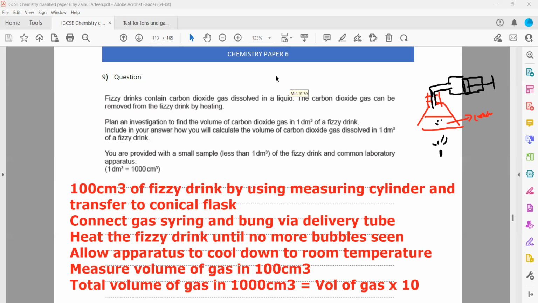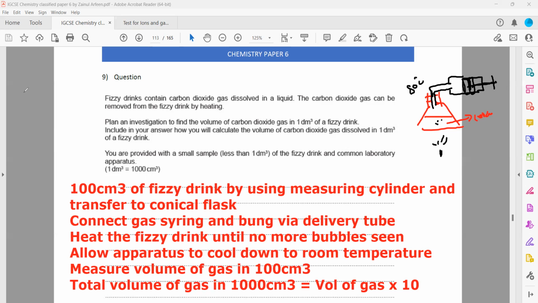And why do we wait to cool down? Because the operator may say, for example, the temperature of the fizzy drink is 80 degrees. As we know, gases expand on heating. So if the temperature is high, it will expand, and the volume will not be accurate. So we allow it to cool down to room temperature to measure it.